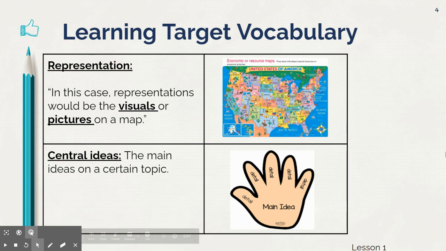Next word is central ideas. And here we have the main idea on a certain topic. We've heard this before, our central ideas, our main ideas, the gist, all of these are related to give us what a story, a novel, anything is about. And here we have our representation of the main idea with the 5 details.